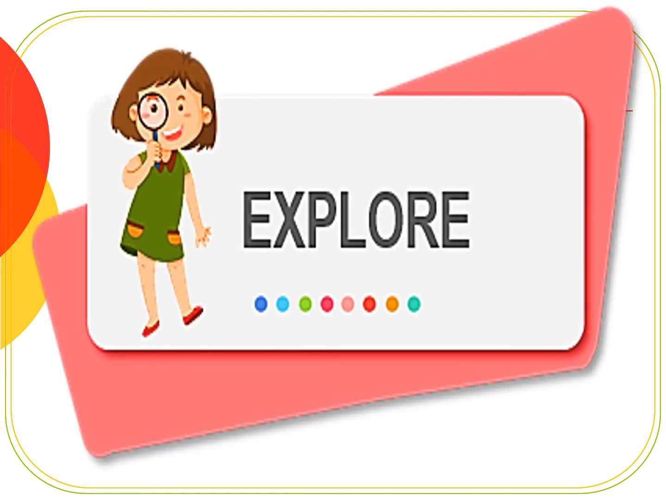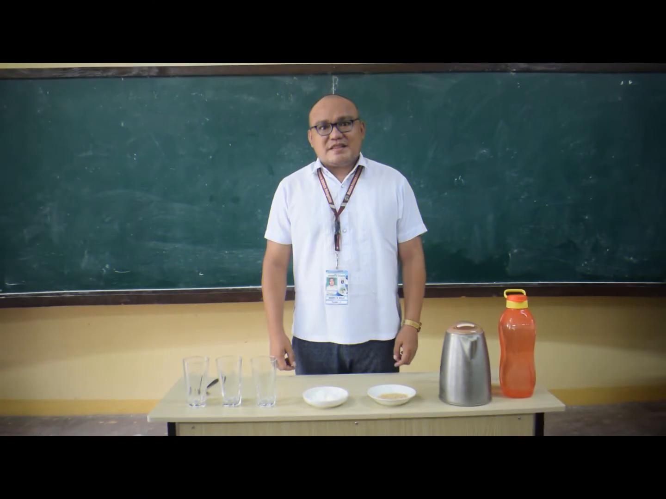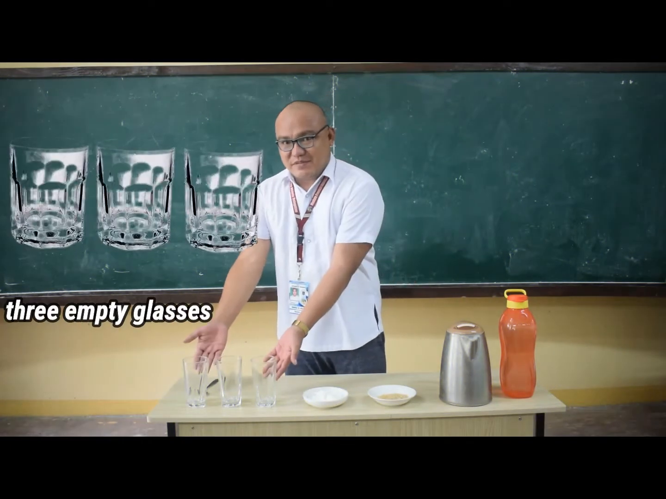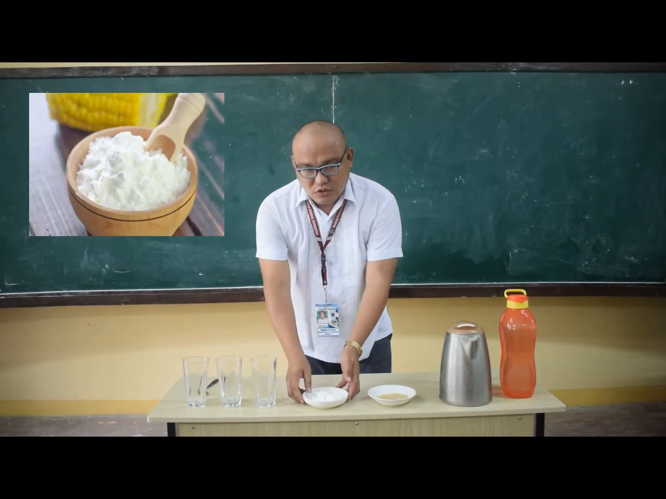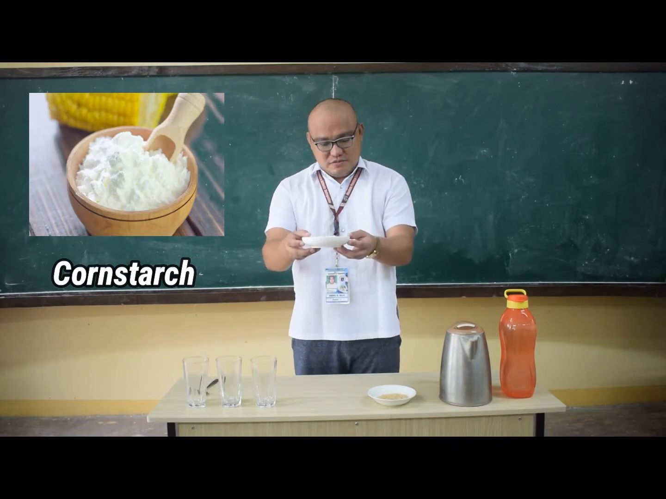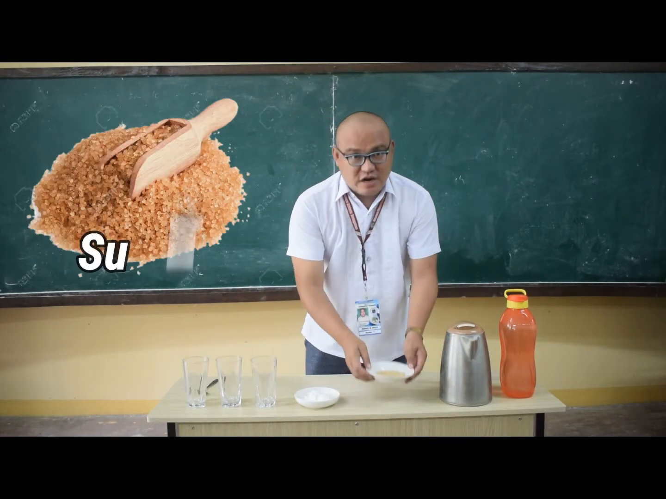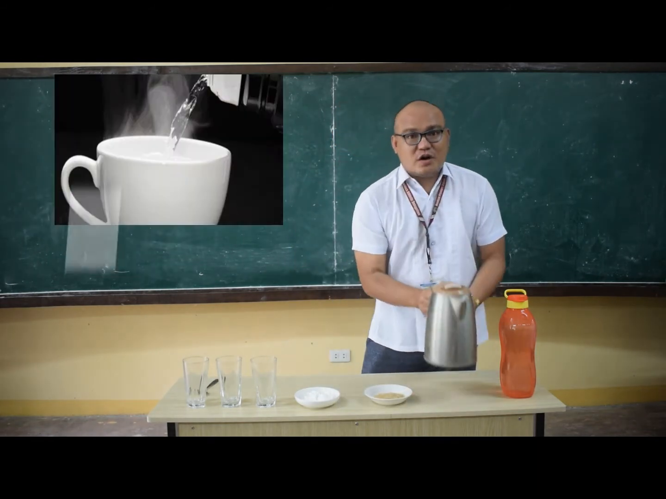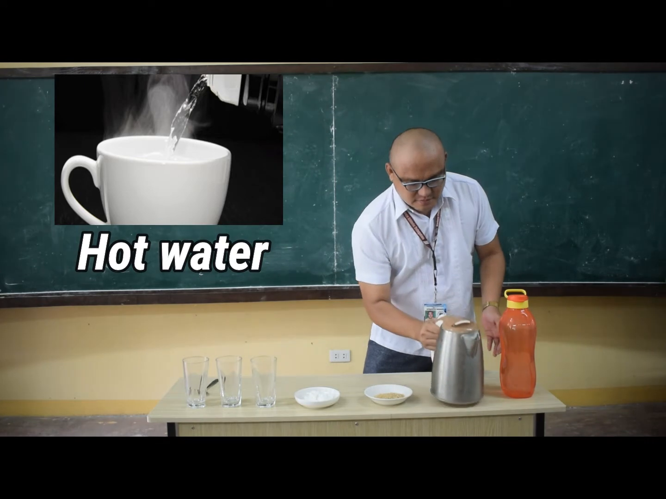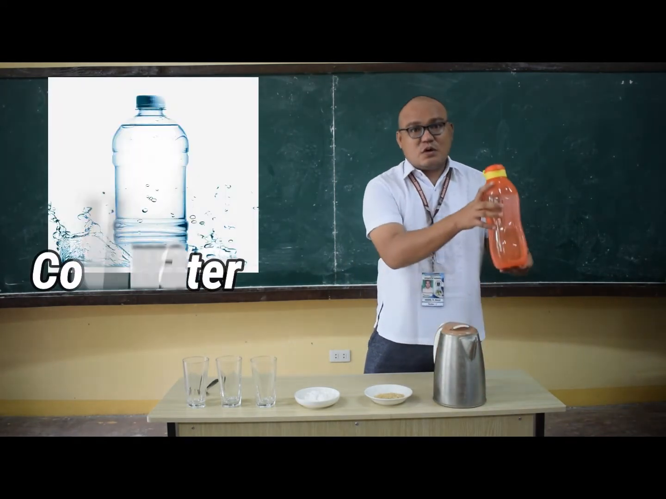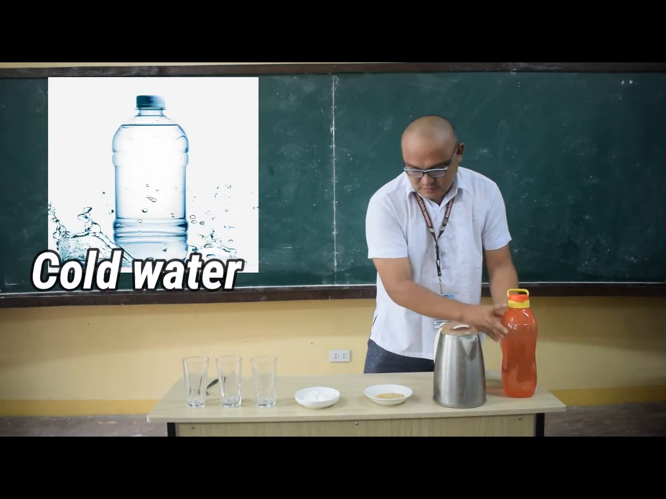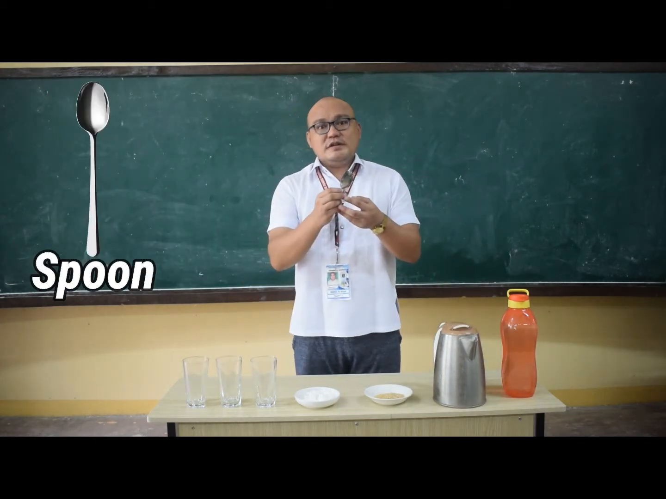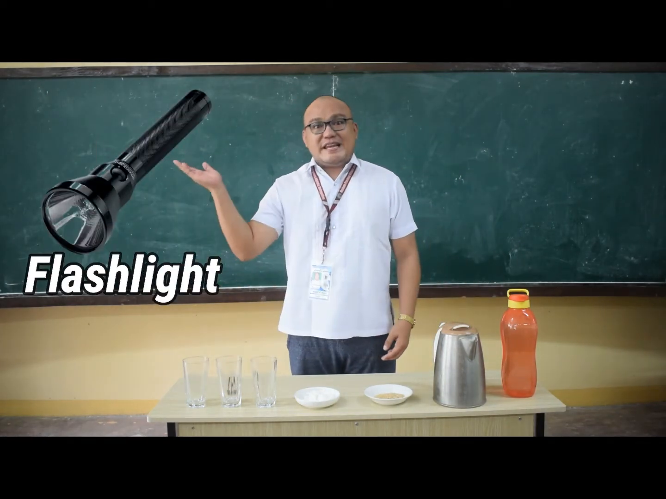Our next activity, entitled Investigate Mixes. Materials are 3 empty glasses, cornstarch or gawgaw, sugar, hot water, cold water, spoon, and a pin light or flashlight.